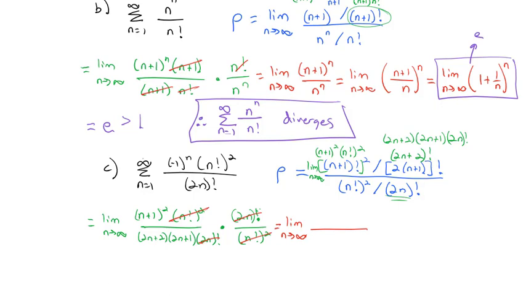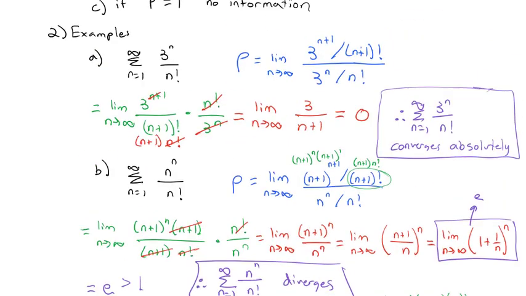It becomes n squared plus 2n plus 1. Multiplying out the denominator, 2n plus 2 times 2n plus 1 is 4n squared plus 6n plus 2. And we know that the larger exponents are going to take over, so it's going to become 1/4, which is less than 1.